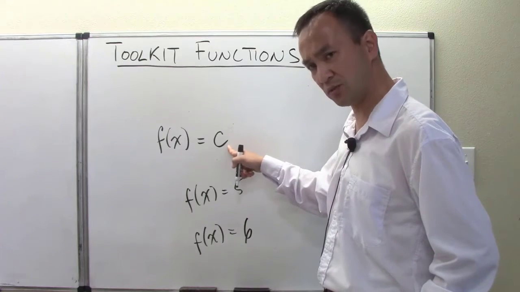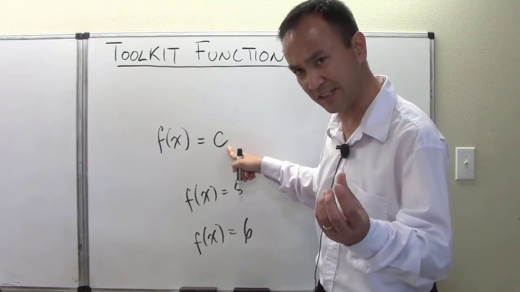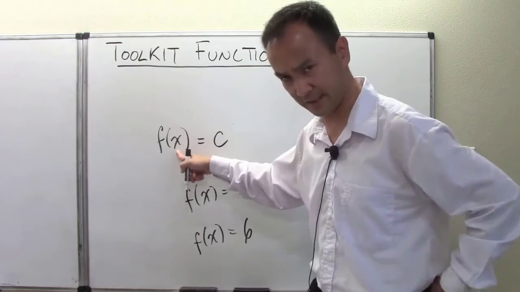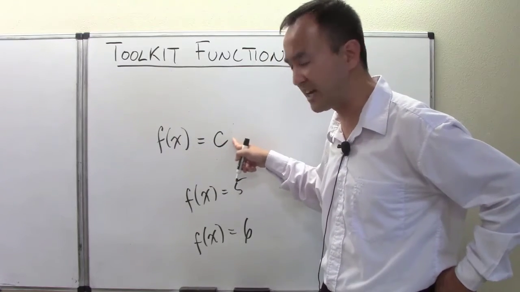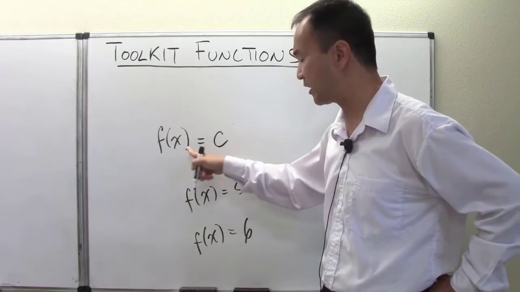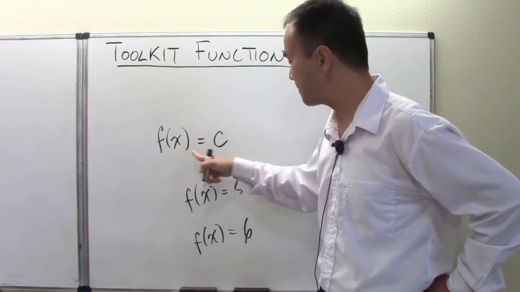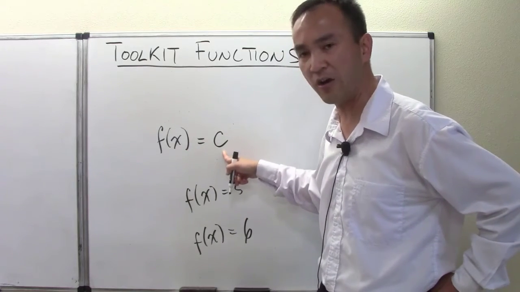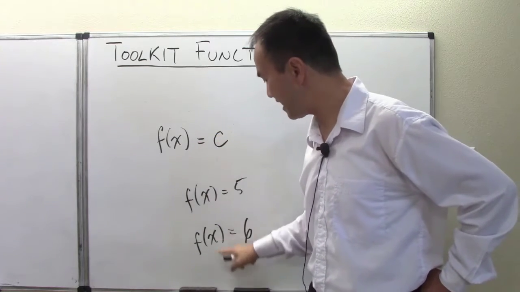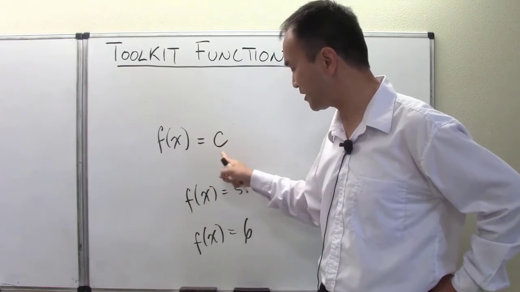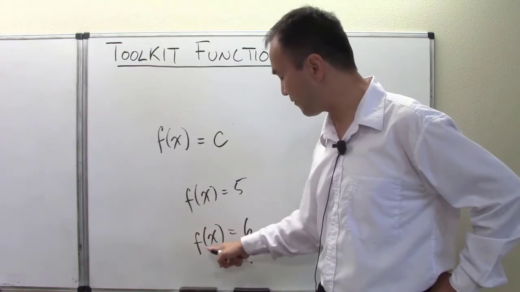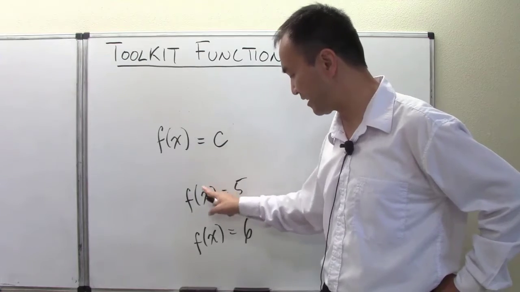Because that letter c is another variable, it's just not the input variable. The input variable of this function is x, but we don't see the x variable here. That means once the value for c is given, then regardless of whatever the input value for x is, the function's output value will remain equal to c. So f of x equals c, that constant function, could be f of x equals 5, or in some other case f of x equals 6. But once it's given, we stay with that.